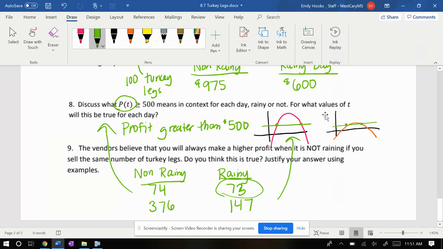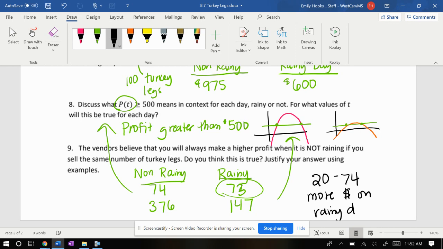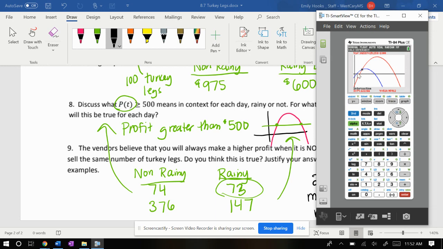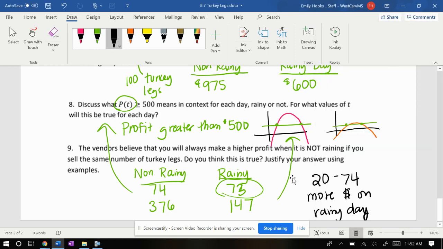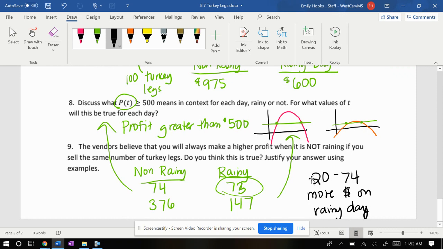So from 20 to 74 turkey legs, you actually make more on a rainy day. If we go back here, see the blue and see how it's higher than the red in this section right here? That means you're making more profit during that section. But once you reach 74, that's where you start making more profit with your non-rainy day. Okay? So from 20 to 74, you'll make more on a rainy day.